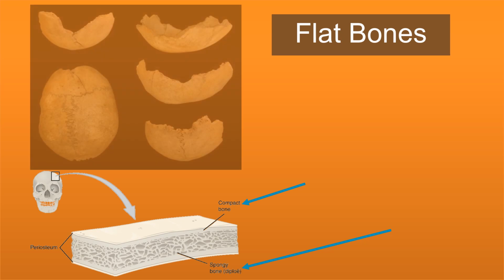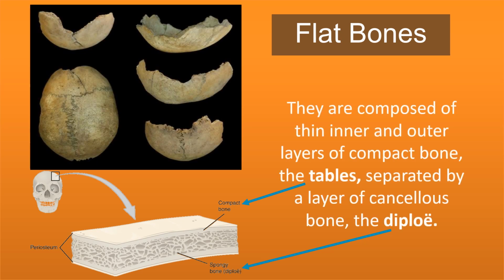Flat bones are found in the vault of the skull, for example the frontal and the parietal bones, and they are composed of thin inner and outer layers of compact bone, the tables, separated by a layer of cancellous bone, the diploe. The scapula, although irregular, is included in this group.